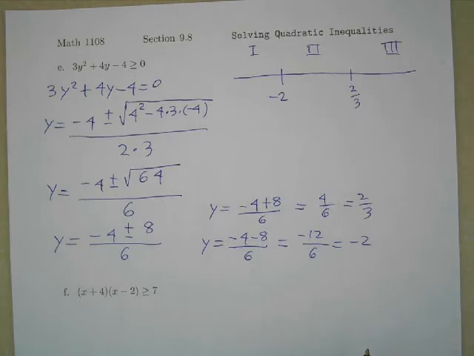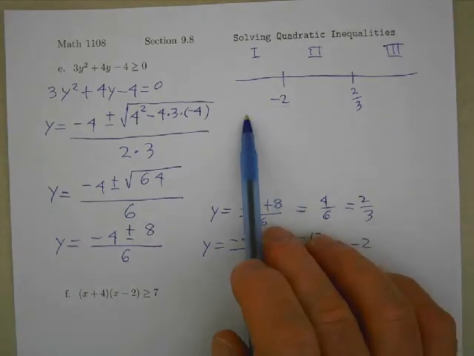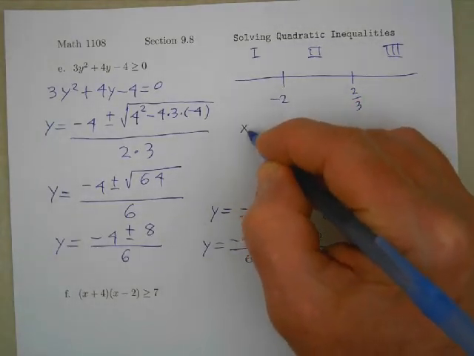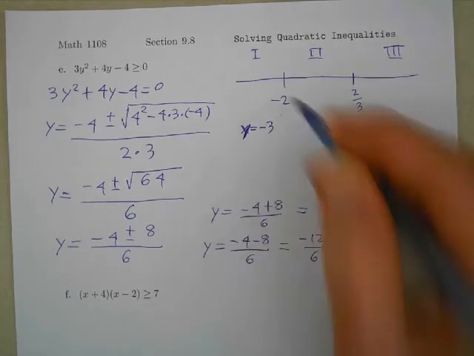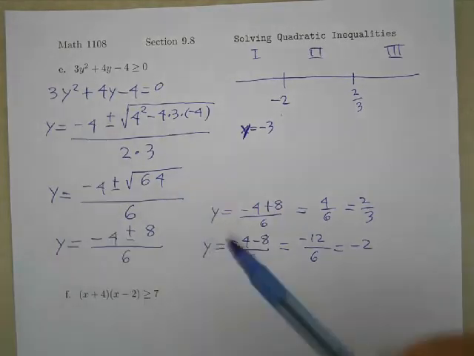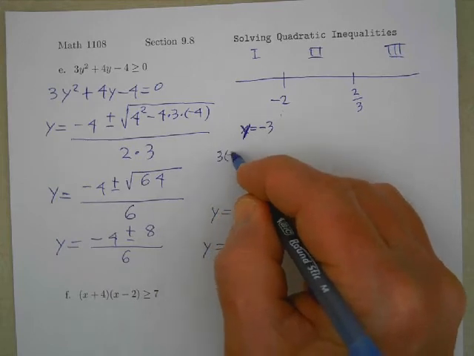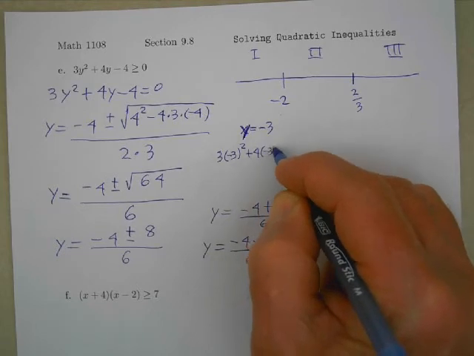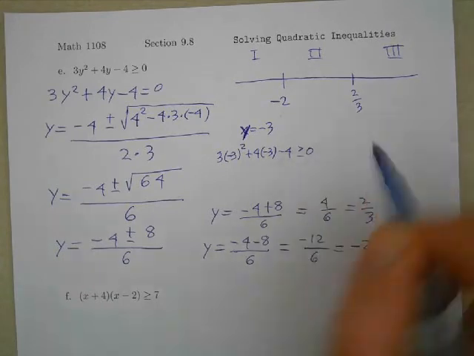And just like we've been doing, we pick a test point from each interval. On the left, pick a number less than negative 2. So I'll pick y to be negative 3. So when you replace every y with negative 3, well, we get 3 times the number negative 3 squared plus 4 times negative 3 minus 4. The inequality is greater than or equal to 0.